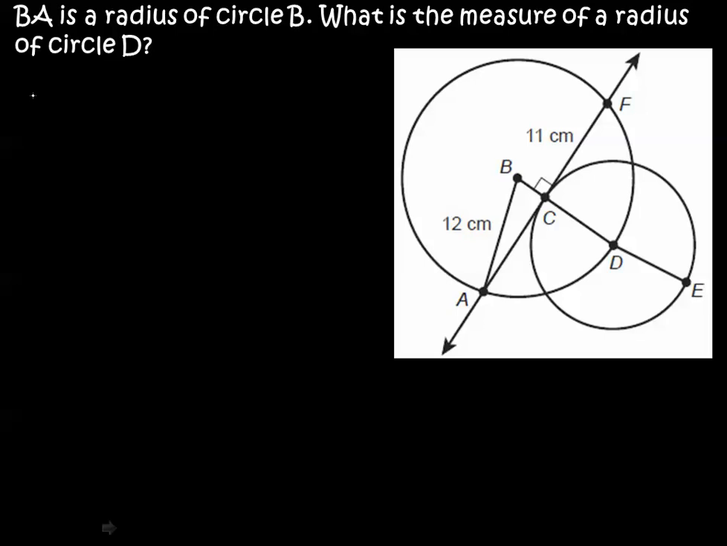Okay, let's check this one out. It says BA is the radius of circle B. What is the measure of the radius of circle D? Okay, I want you to look closely. Right here is your radius of circle D. Okay, CD is the radius.